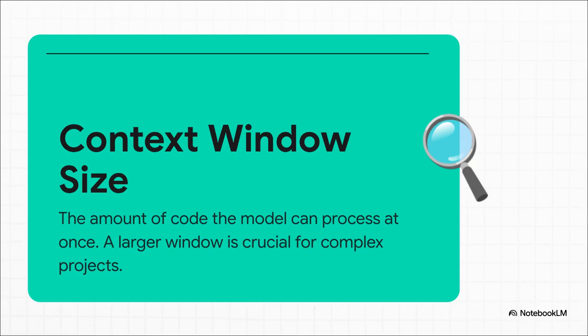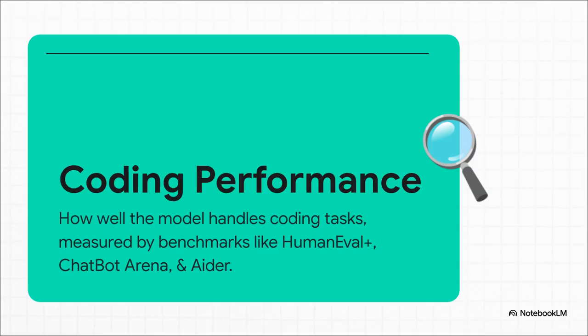Then there's the context window. The easiest way to think about this is as the model's short-term memory. It's RAM, basically. It's how much code and conversation it can keep in mind at once. So if you're diving into a massive, complex project, a huge context window is absolutely crucial, so the AI can see the whole picture.